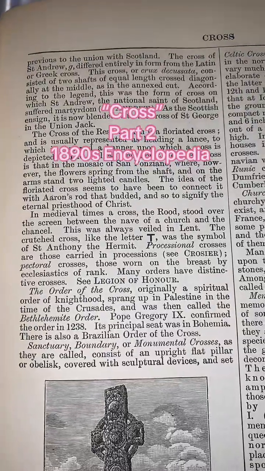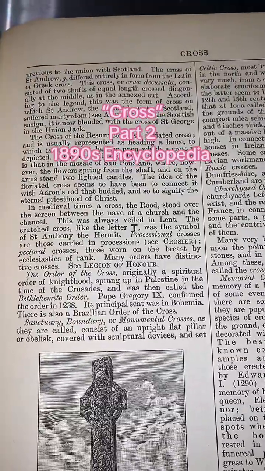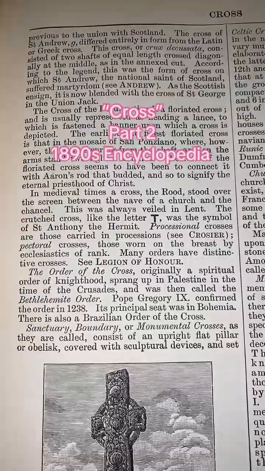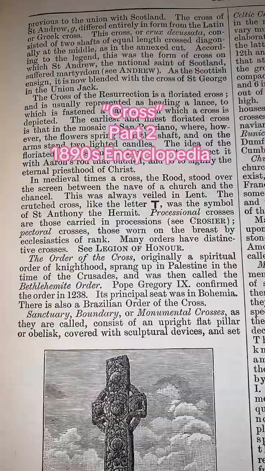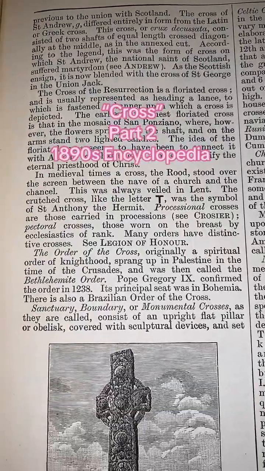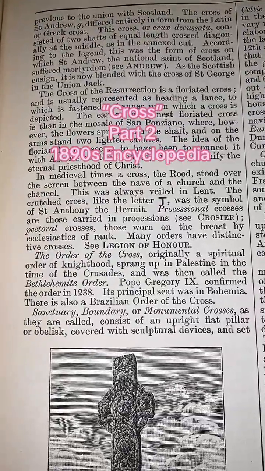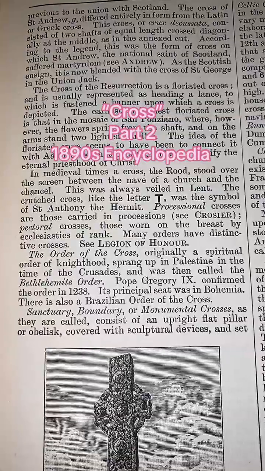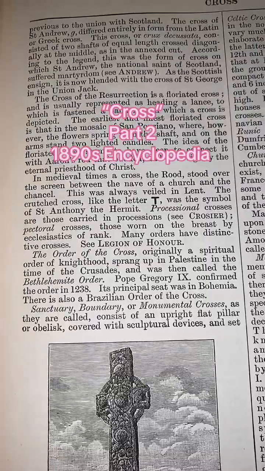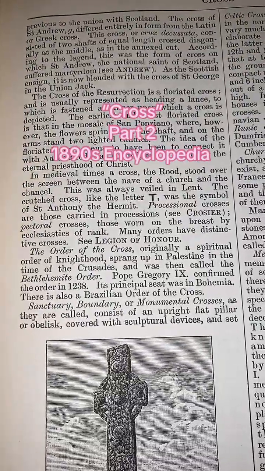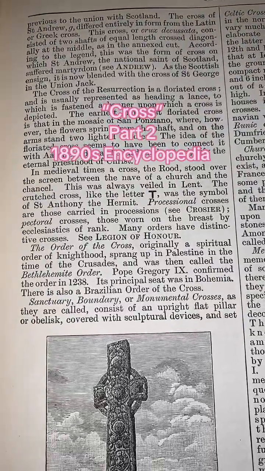See Legion of Honor. There is so much stuff that we have to go over, y'all. The Order of the Cross, originally a spiritual order of knighthood, sprang up in Palestine in the time of the Crusades and was then called the Bethlehemite Order. Pope Gregory IX confirmed the order in 1238. Its principal seat was in Bohemia. There is also a Brazilian Order of the Cross.